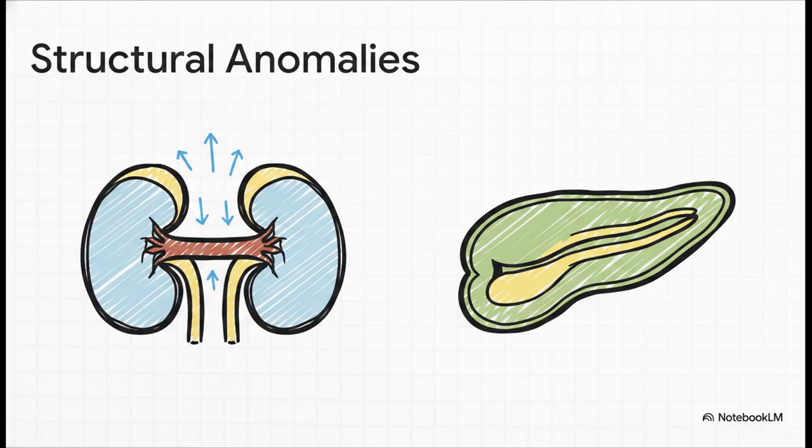Take the horseshoe kidney, for example. In this case, the lower poles of the developing kidneys mistakenly fuse together. As they try to move up to their normal position in the abdomen, this fused U-shape gets trapped right under the inferior mesenteric artery. This leaves the kidneys sitting much lower in the body and prone to blockages. Similarly, if the ventral and dorsal buds of the developing pancreas fail to completely fuse together, you get a condition called pancreas divisum, where 2 separate ductal systems persist.